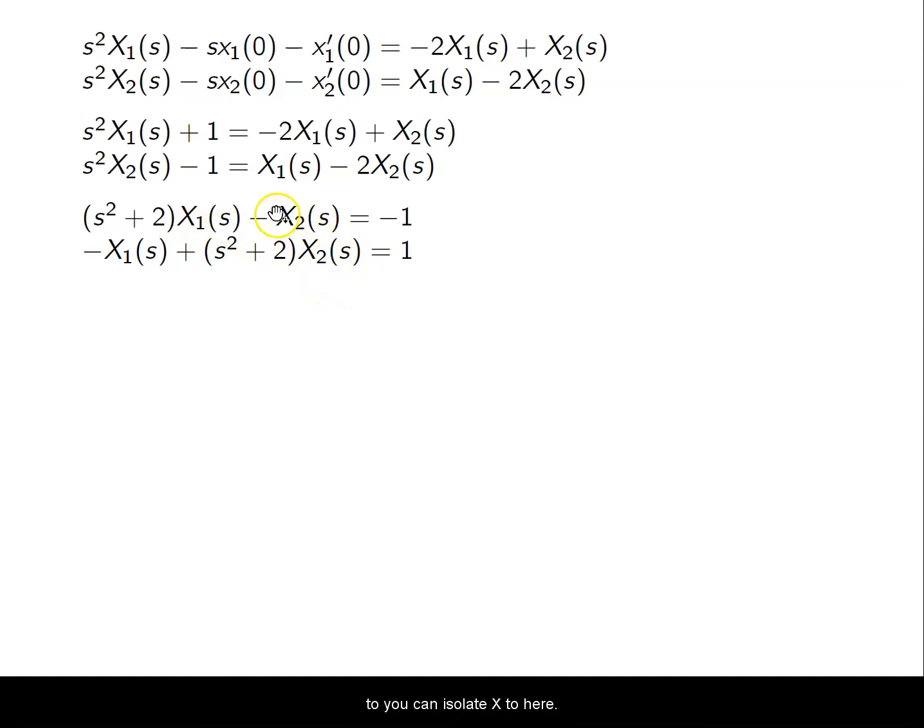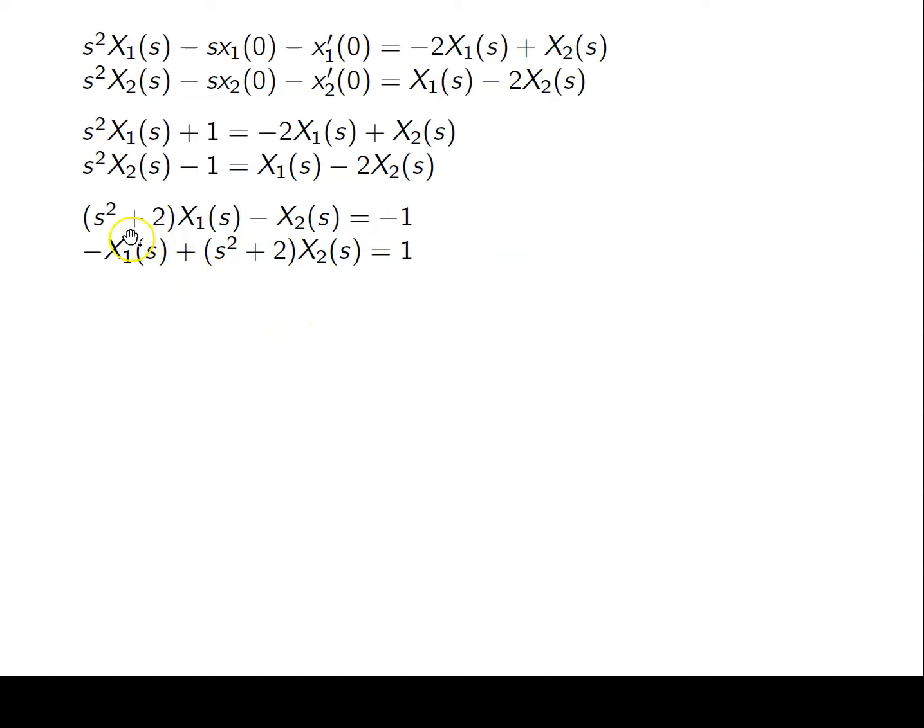If you wanted to, you can isolate x2 here and substitute that into the other equation. If you want, you'll get the exact same thing. So if I want to eliminate x2, they already have different signs, so I just have to get the coefficients to match up. I'm going to multiply this whole thing times s squared plus 2, so I can add them together and get these x2s to cancel. When I do that, this will be (s squared plus 2) squared, this will be minus (s squared plus 2), and this will be negative (s squared plus 2) as well.